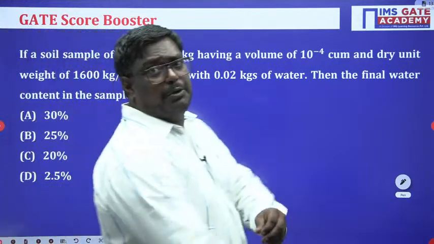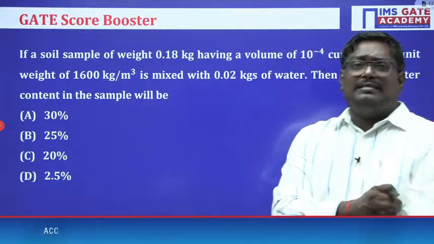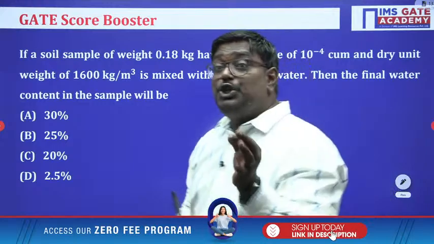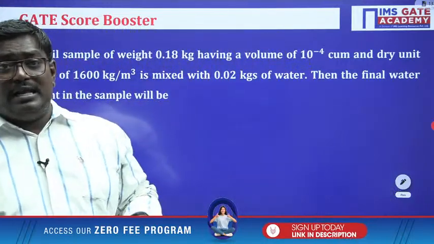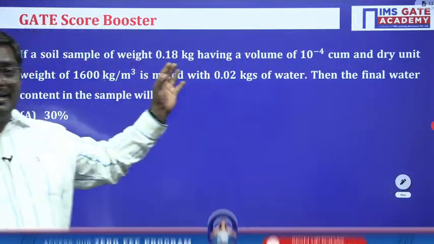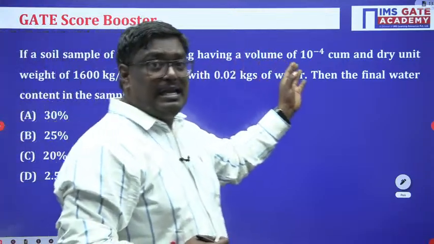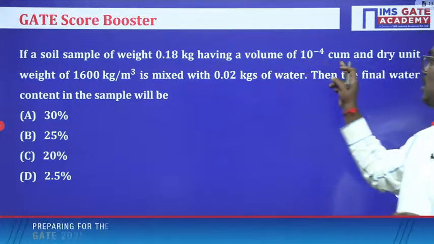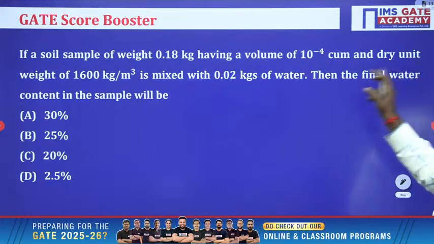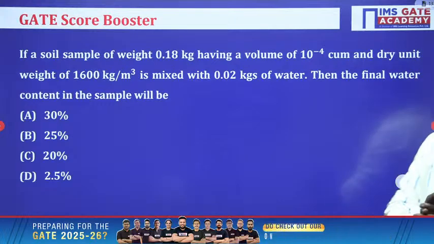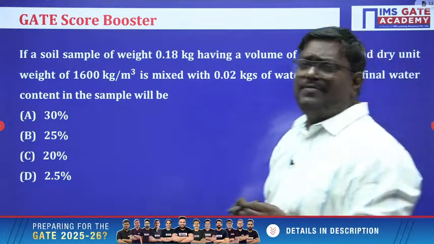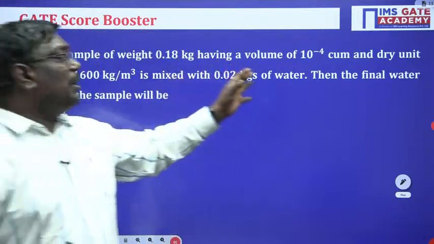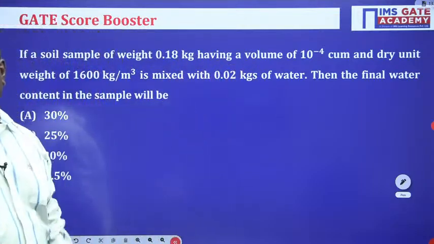Now, this question is somewhat a good question, my dear students. You have to apply some brain. If a soil sample of weight 0.18 kg has a volume of 10 power minus 4 cubic meter and a dry unit weight of 1600 kg per meter cube, and is mixed with 0.02 kg of water, then what is the final water content?